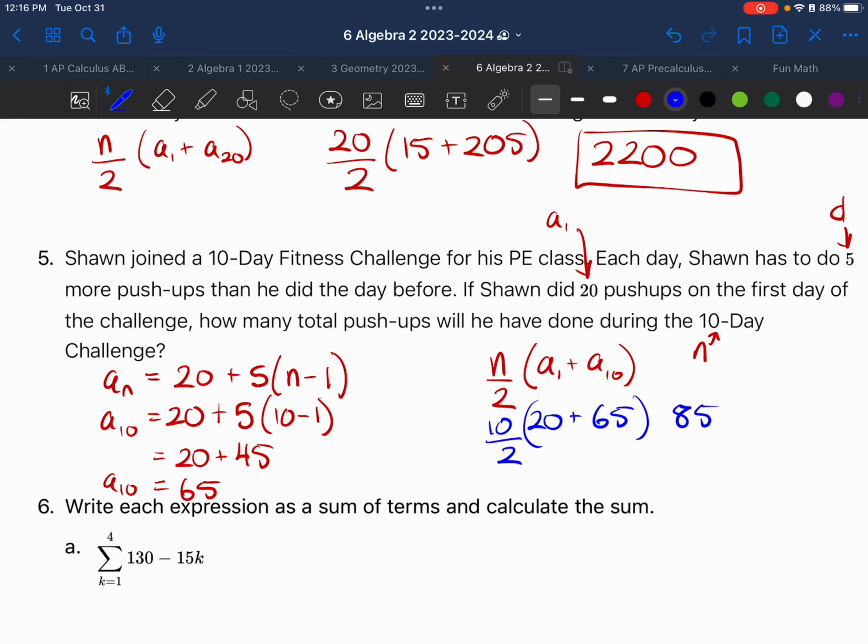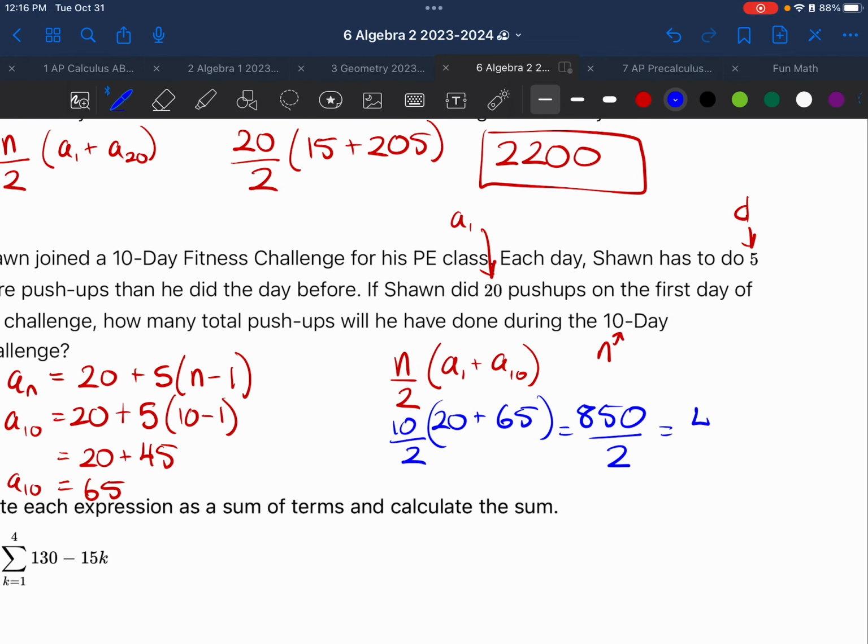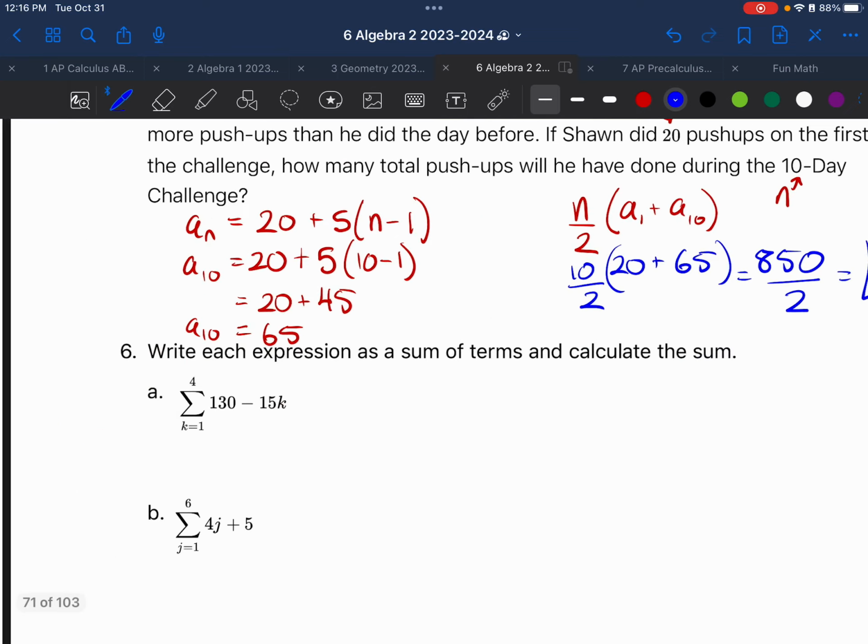And then multiply by 10 to get 0, and then divide by 2. 8 divided by 2 is 4, 50 divided by 2 is 25, so 425 push-ups. Wow, in 10 days, 425 push-ups. Good job, Sean.